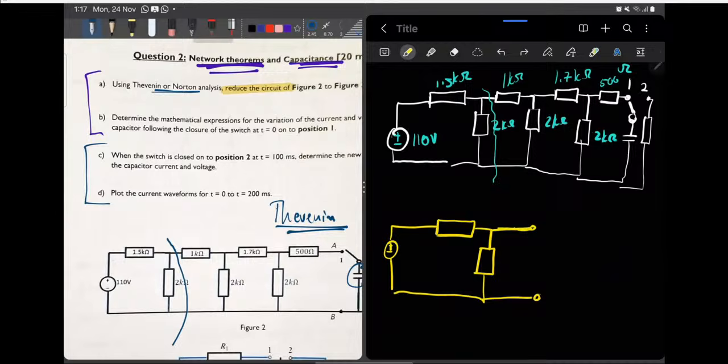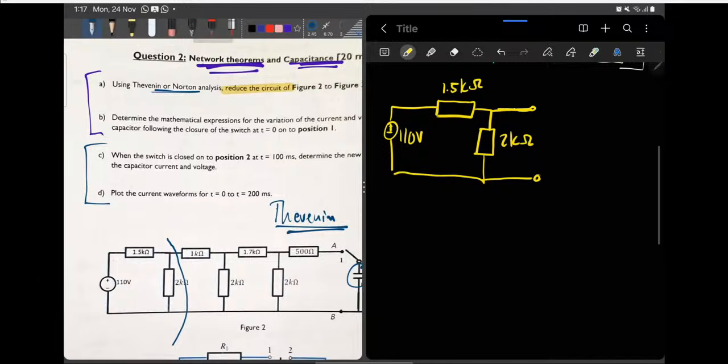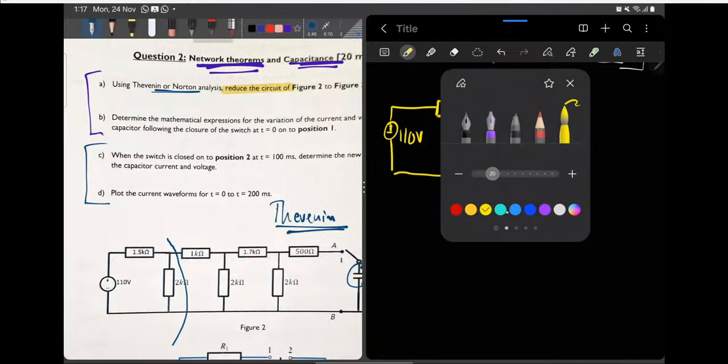Thevenin is a joke. So you say this is 110 volts. This is 1.5 kilo ohms. This is 2 kilo ohms. There we got it. So remember that I told you that Thevenin is voltage divider. You're just going to be cutting piece by piece, but just using voltage divider. Come on, you can do it. If I look at this, I'm going to cut here, and here, and here. So I'm going to cut 3 times.